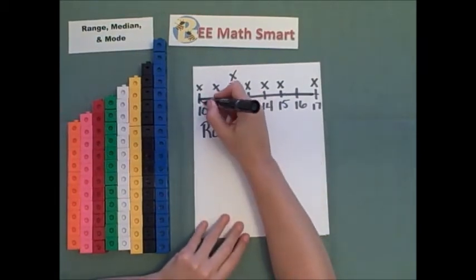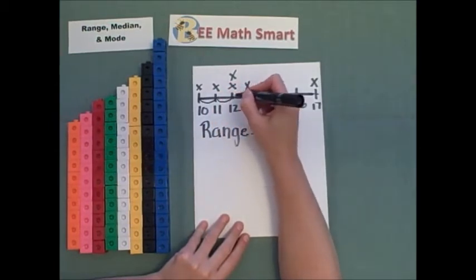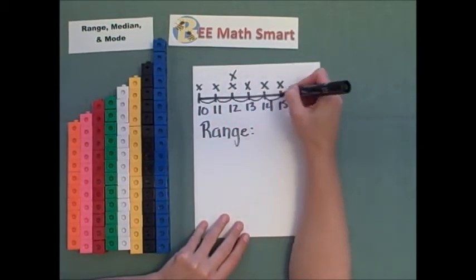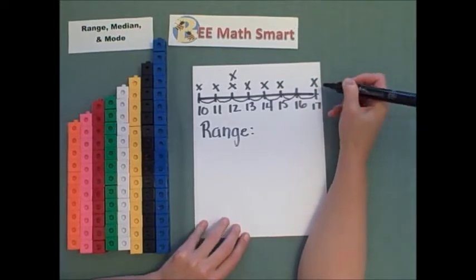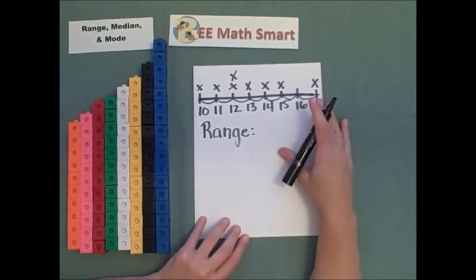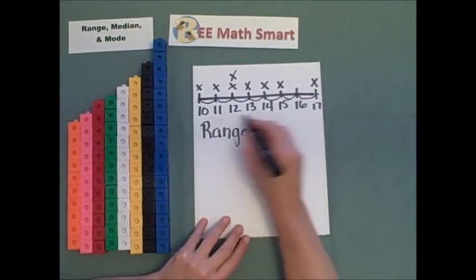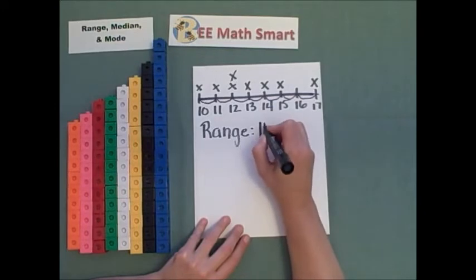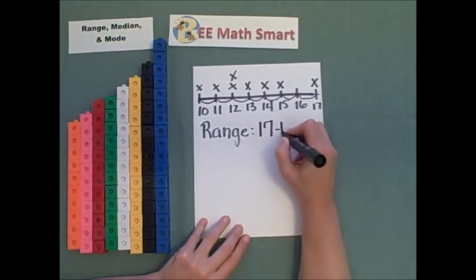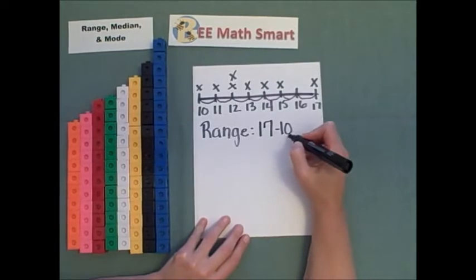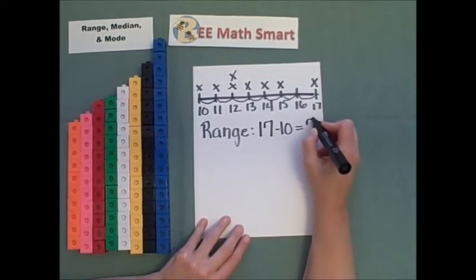Alright. 1, 2, 3, 4, 5, 6, 7. It takes up 7 spaces on our number line. Our data takes up the 7 spaces. Another way to think of that is 17 minus 10. Our largest number minus our smallest number equals 7.